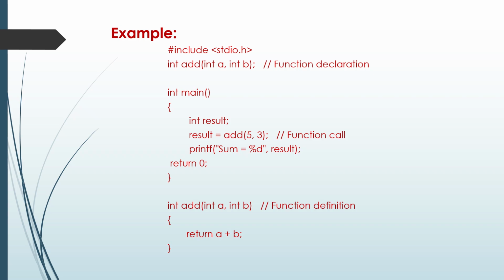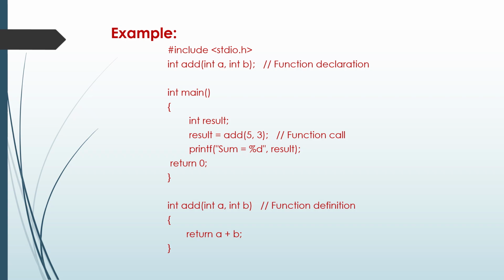This is the example for a user-defined function. First we have the header file, then the function declaration. Here int is the return type, add is the function name, and int a, int b are parameters. After that we have the main function. In main function we have one integer variable named result, and with the help of result we call our add function, passing the values to the function.